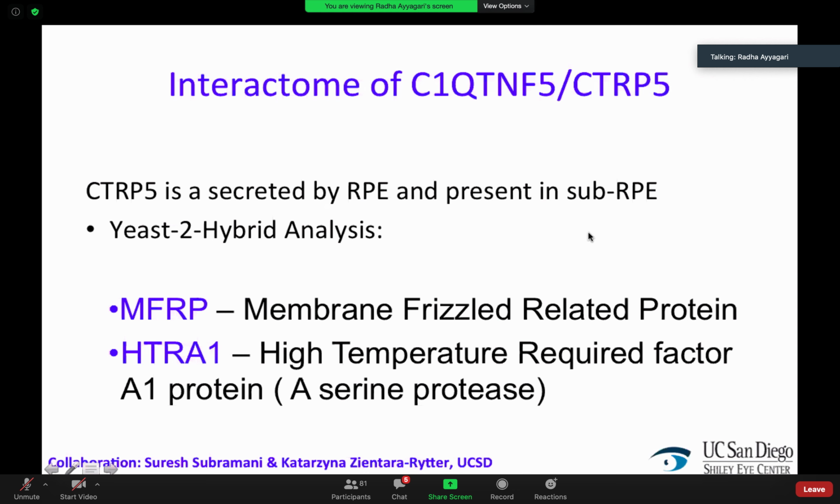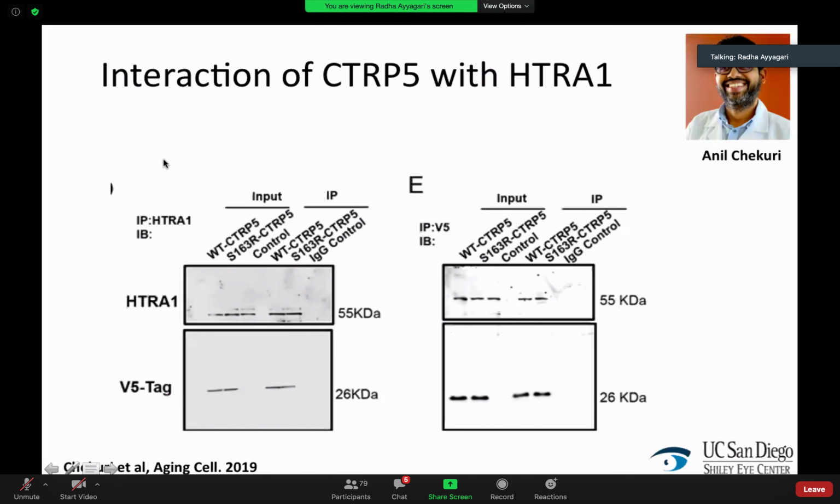This is a serine protease, and known variants in HTRA1 have been shown to be associated with AMD. However, there is contradictory information, and it is also right next to the ARMS2 locus. But this is a serine protease which is present in the extracellular matrix. Since the yeast-2 hybrid studies showed interaction between HTRA1 and CTRP5, Anil performed immunoprecipitation pull-down assays to test the interaction between CTRP5 and HTRA1. He could pull down HTRA1 with CTRP5.